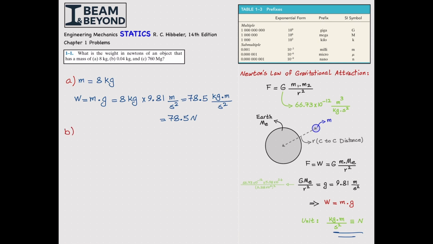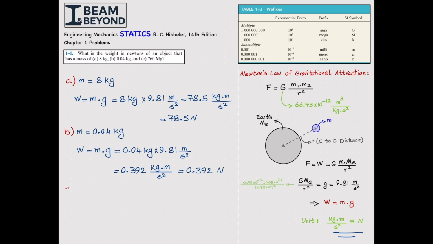Let's move on to part B. Here we have M equals 0.04 kilograms. Again, weight equals mass times gravitational acceleration, which equals 0.04 kilograms times 9.81 meters per second squared. This gives us 0.392 kilogram meters per second squared, which is 0.392 newtons.